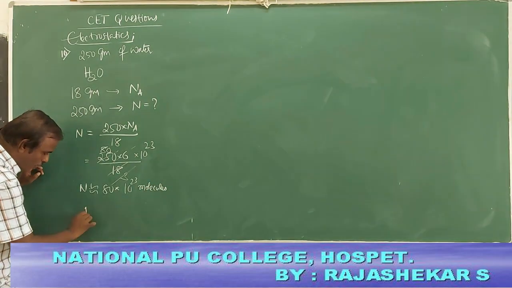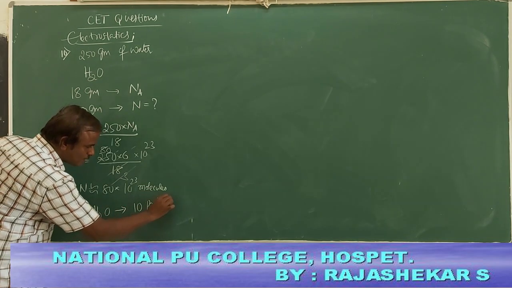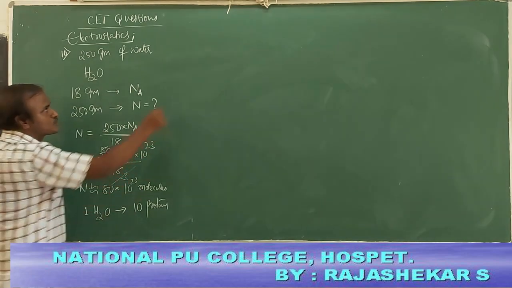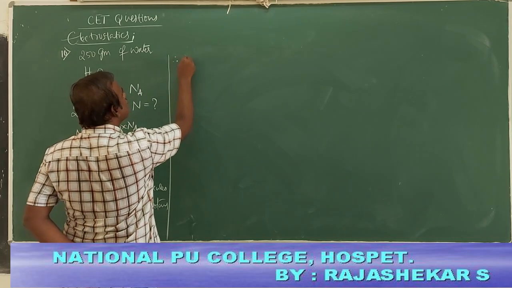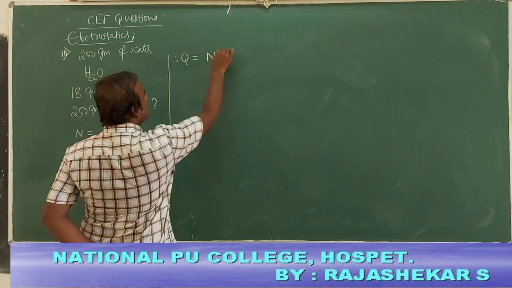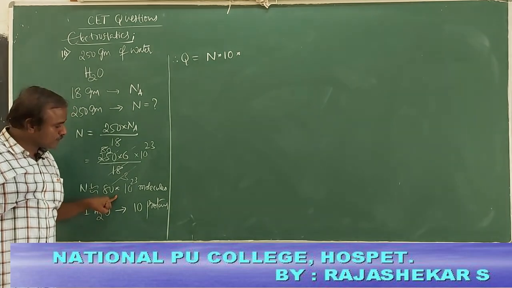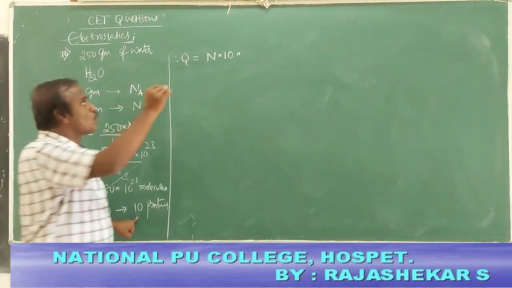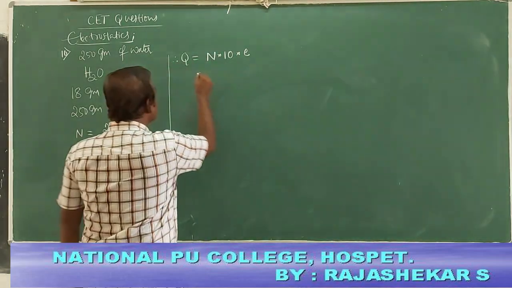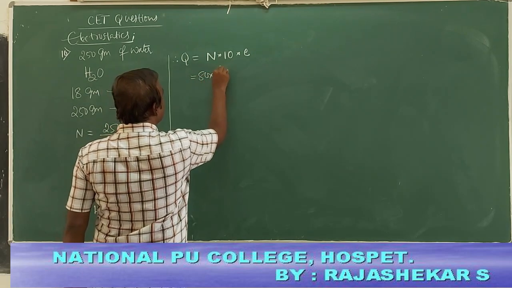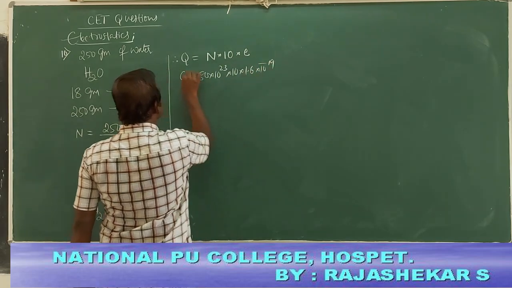And 1 H2O contains 10 protons, remember. For these many molecules, how many protons? Therefore Q is equal to N into 10 into e. Remember students, the number of molecules is this much and each molecule has 10 protons and each proton has a charge e. What is e called? Elementary value of charge. Therefore, this is 80 into 10 to the power 23 into 10 into 1.6 into 10 to the power minus 19.